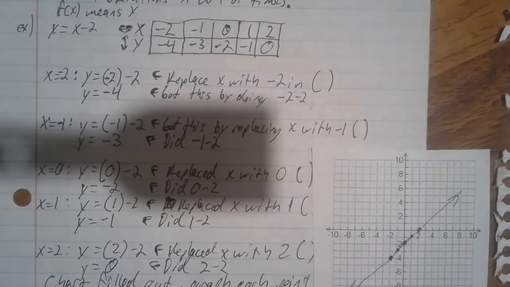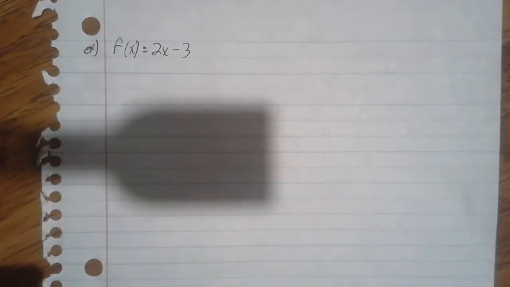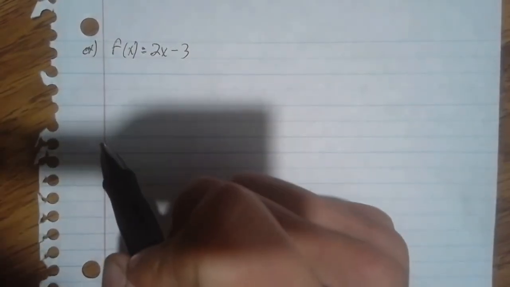All right, and then we're going to do another example. So I'm going to set this off to the side. Our next example says f of x equals 2x minus 3. If you don't like the f of x, you can change it to a y. And I'm going to go through this a little faster since I'm limited on my time for these videos.